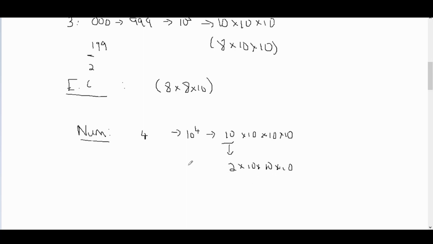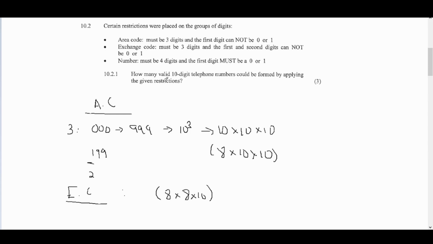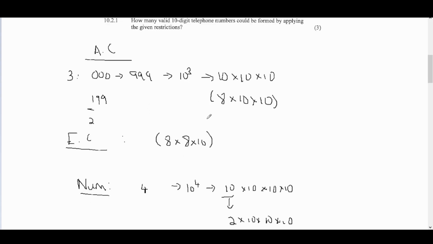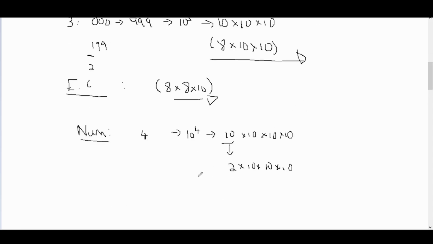Okay, and now back to our question. It says how many valid 10-digit numbers could be formed by applying these given restrictions. So what we'll do is take our new representations and put them together. What would we call this? Number of valid telephone numbers.